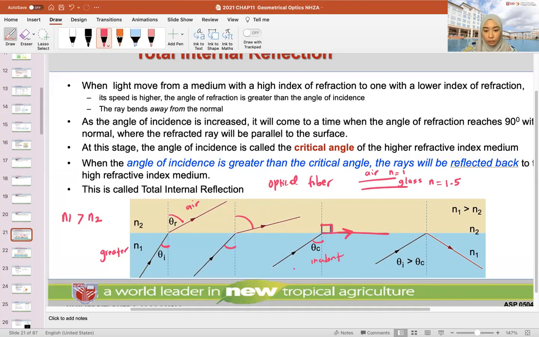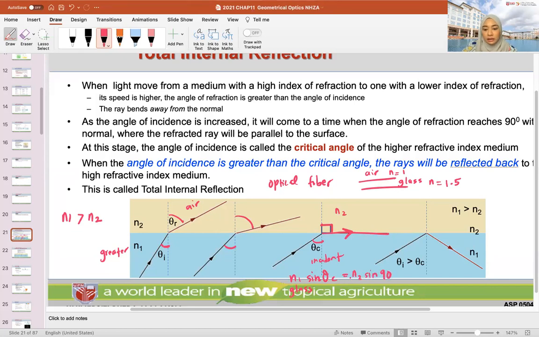With that said, we can still use Snell's law. So N1 sine theta C, where N1 is the glass, or the N that is bigger, and theta C is the critical angle, will be equal to N2 sine 90.